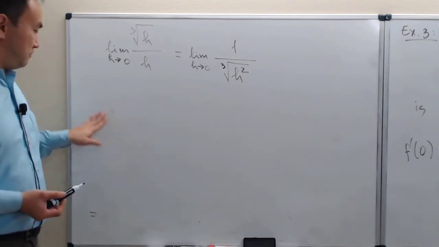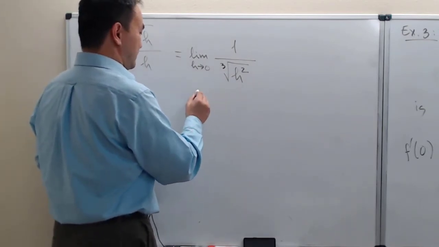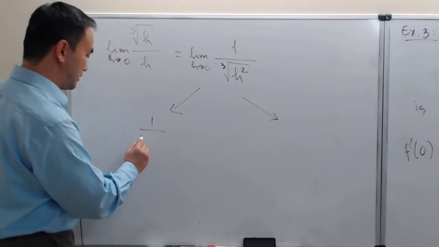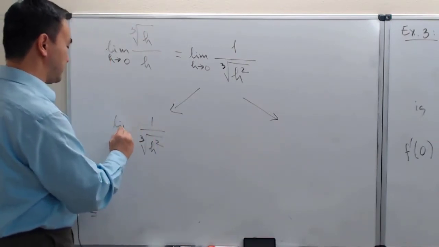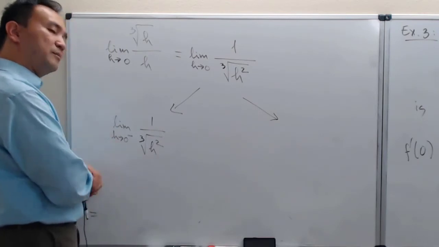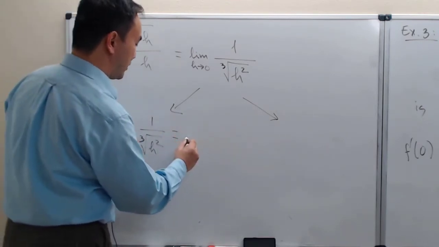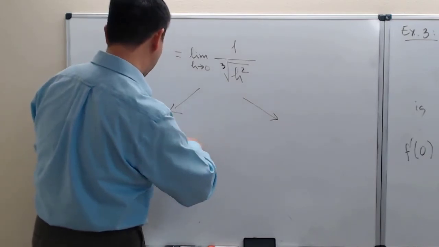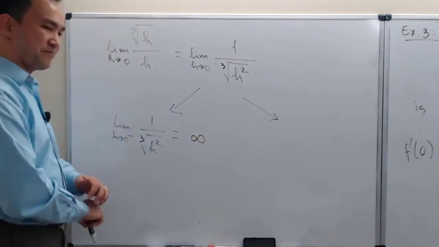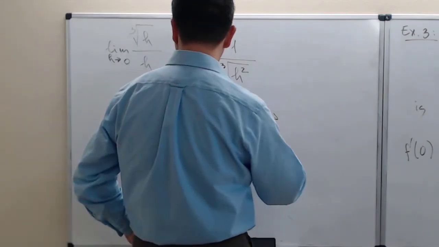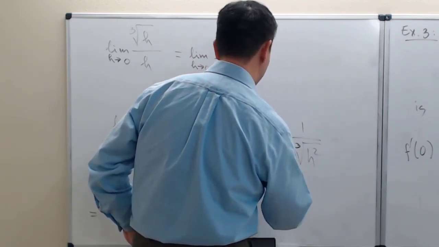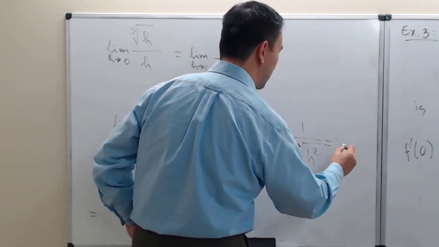All right, you have the freedom to quickly try this on your own. If we take 1 over cube root of h squared separately and take the limit as h goes to 0 from the left-hand side, you can try with a table, you can try with the limit laws as well, but the answer is going to be positive infinity. And the same thing happens with the right-hand side limit: 1 over cube root of h squared, as h goes to 0 from the right-hand side, also goes to positive infinity.